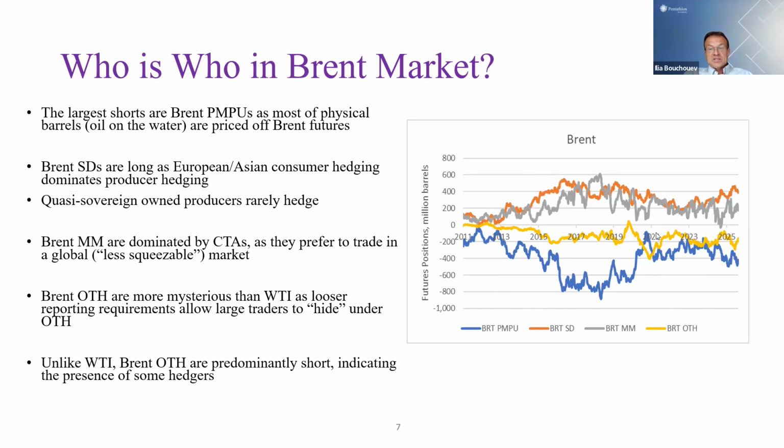But another interesting thing, the other traders, which is the yellow line, are short. And this is the most mysterious category, because the reporting requirements in Brent are looser than they are in the United States. Because of these looser requirements, they're basically self-designated. A lot of folks found a way to self-designate themselves as other. And by looking at the behavior of other, they're actually short. Unlike WTI, where others are dominated by retail traders and some ETF hedging, other in Brent represents a very different crowd.